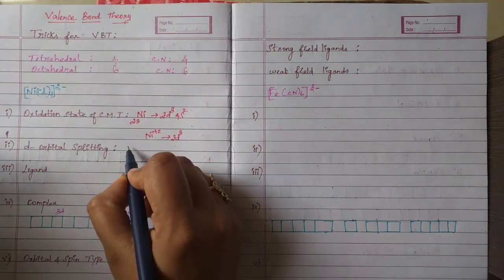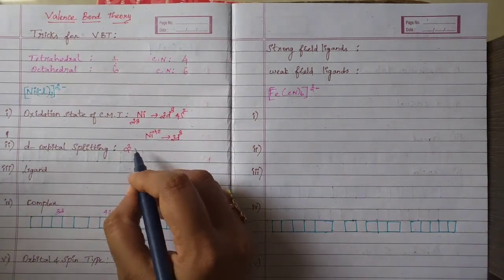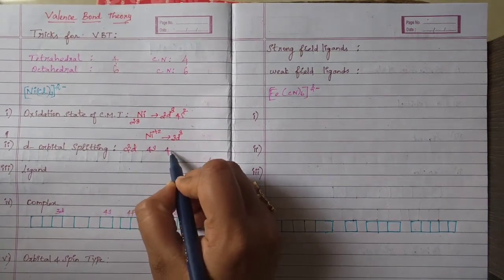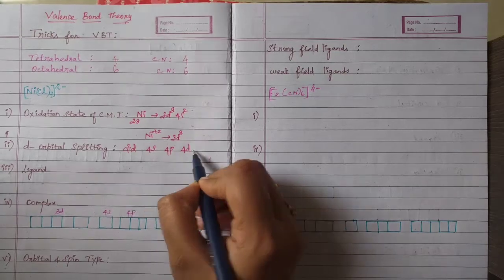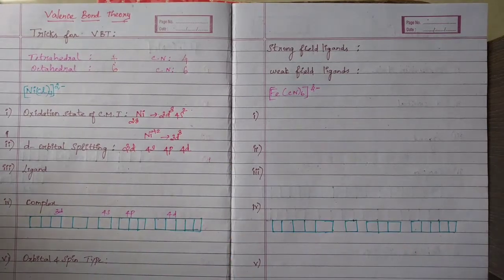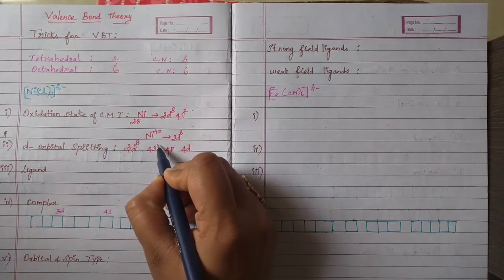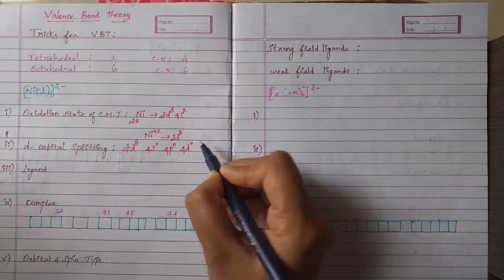Okay students, next, d orbital splitting. So here what are the orbitals involved in the complex formation? 3d orbital, 4s orbital, 4p, 4d. So these 4 orbitals are usually involved in bond formation with ligands. So here 8 electrons in d, here everything is 0.